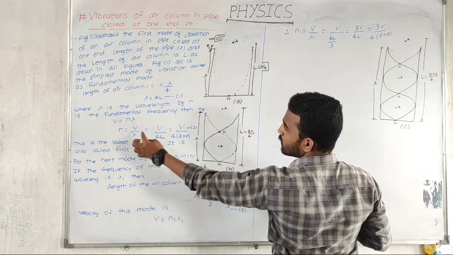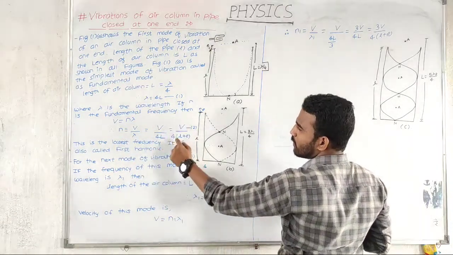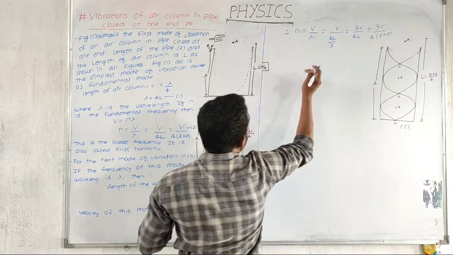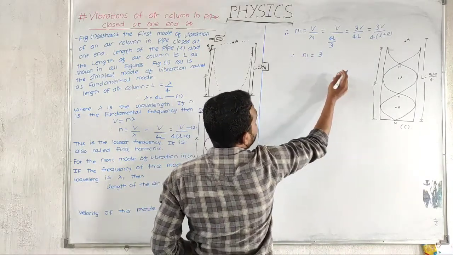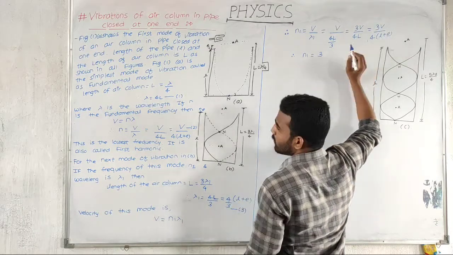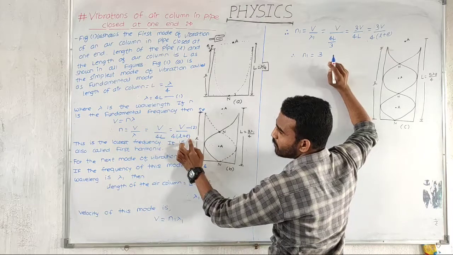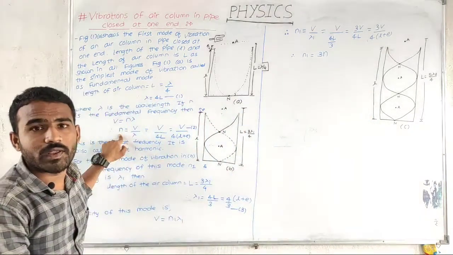So here you can see this is the fundamental frequency. The fundamental frequency is V upon 4 in bracket L plus E. So we can write, therefore, N1 is equal to 3, and this 3 is as it is, times V upon 4 in bracket L plus E, which is the fundamental frequency.